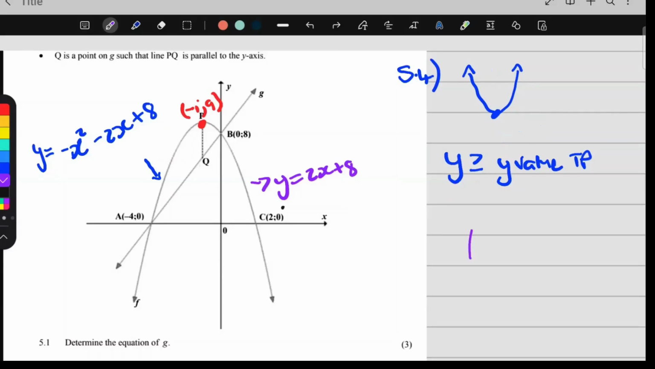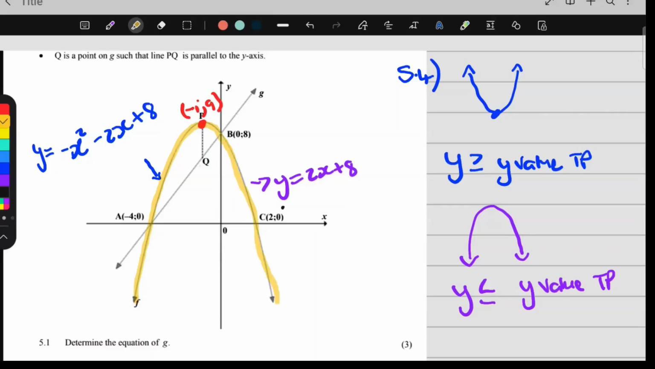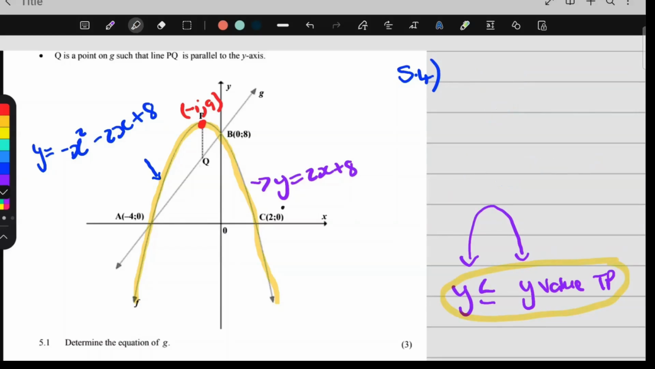If you have a sad face parabola, your range is y is less than or equal to the y value of your turning point. Let's look at our parabola. If you look at f, it is a sad face parabola. So that means our range is going to look like this. So my range is y is less than or equal to the y value of the turning point. 9 over here is the y value of the turning point. So that means that's my range. And that's the answer to 5.4.